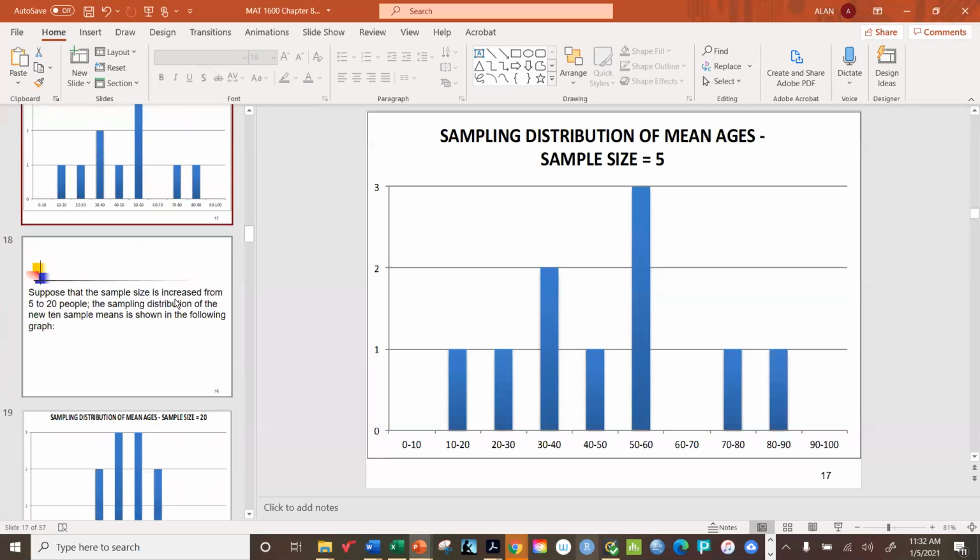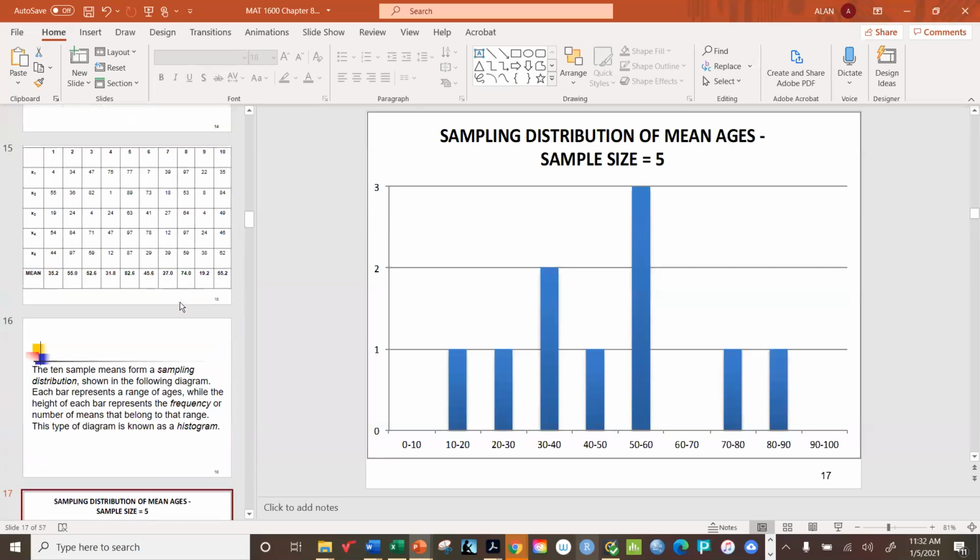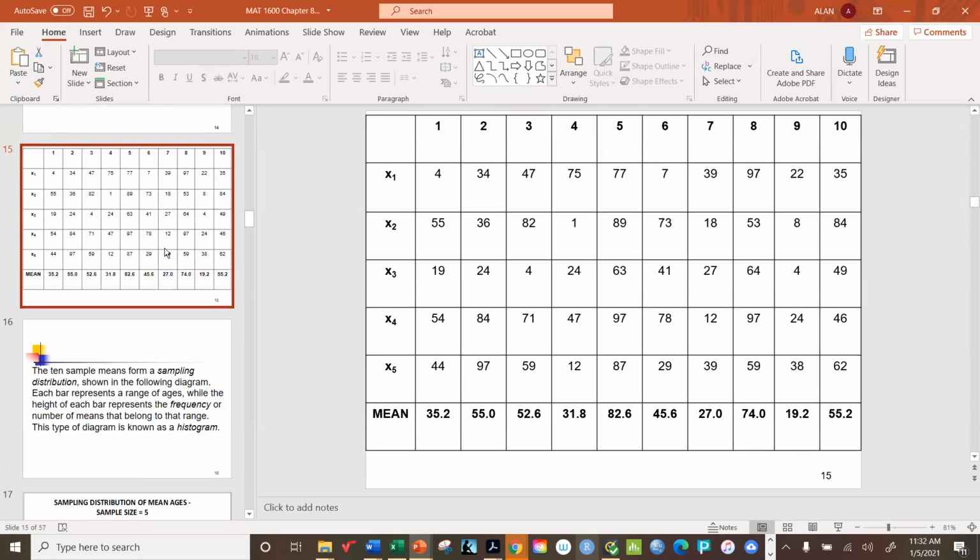Now, what if I increase the sample size to 20? Instead of only asking 5 people at a time how old they are, what if I go for samples of 20? Well, I hope it makes sense that the larger the sample is, the closer the sample means are likely to be to each other. In other words, the chances of 2 groups of 5 having very different ages is much higher than 2 groups of 20. The more people in your groups, the closer the average age should be. So that's exactly what we would expect.